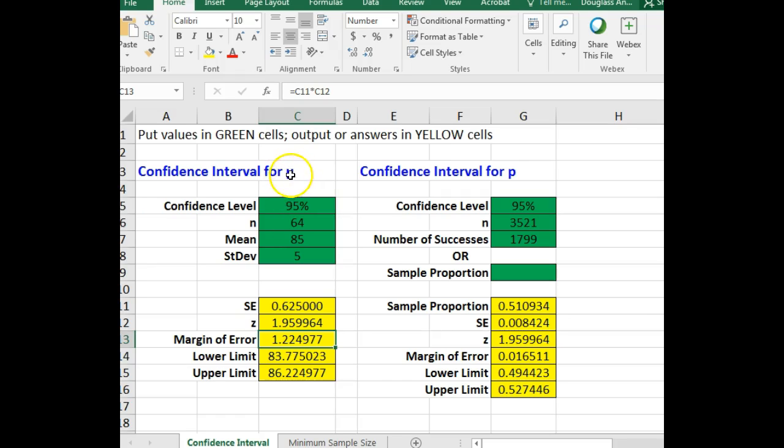And this symbol here, this U-shaped symbol, means a mean. And this P represents when we're doing a proportion. You can see the word proportion here as well.